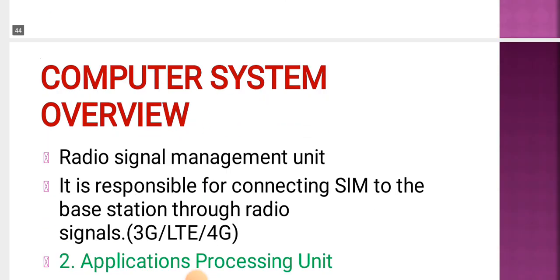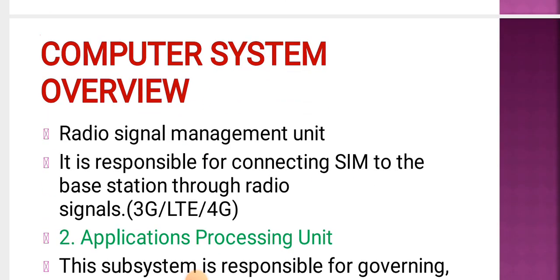The second one is the radio signal management unit. Through the radio signal we communicate with another person, whoever in the world. It is responsible for connecting the SIM to the base station through radio signal. It connects the SIM with the help of the RF signal. The networks we can connect to are 3G, LTE, 4G, LTE, and then 5G.